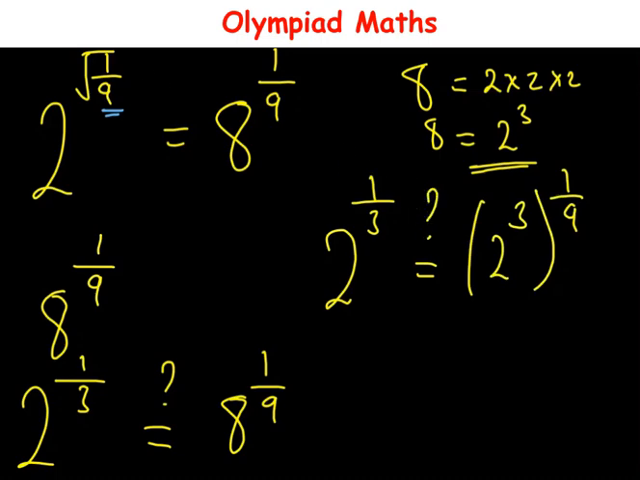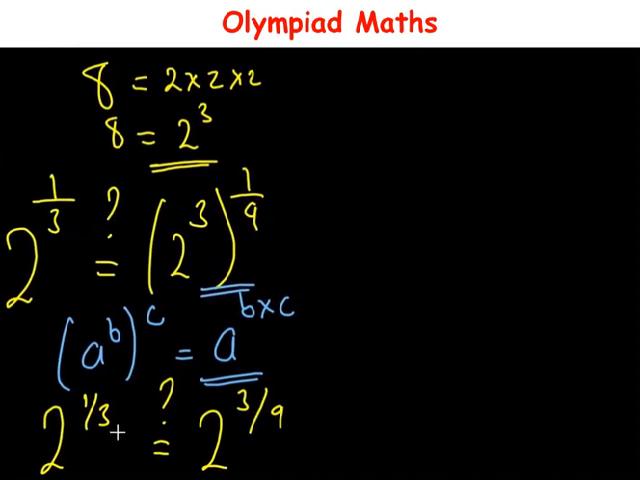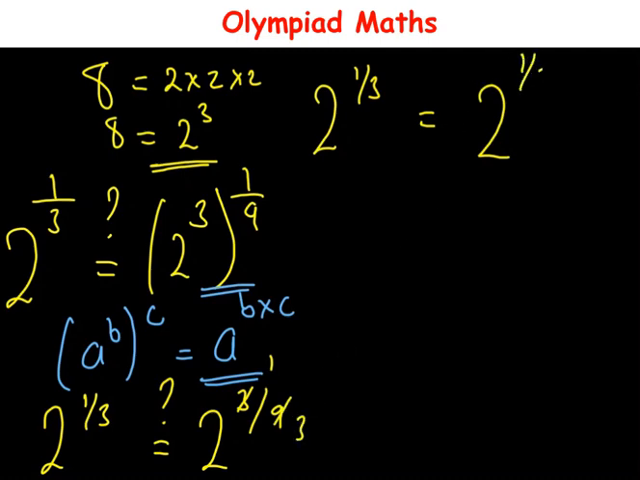Now applying this rule, that if you have in bracket a raised to power b, all raised to power c, this equals a raised to power b times c. Applying this rule right here, what we then have is 2 raised to power 1 over 3, with this equal 2 raised to power 3 times 1 is 3 over 9. So this equal, question mark? Now from here, we have 2 raised to power 1 over 3 equals 2 raised to power 3 over 9, and 3 over 9 simplifies to 1 over 3.